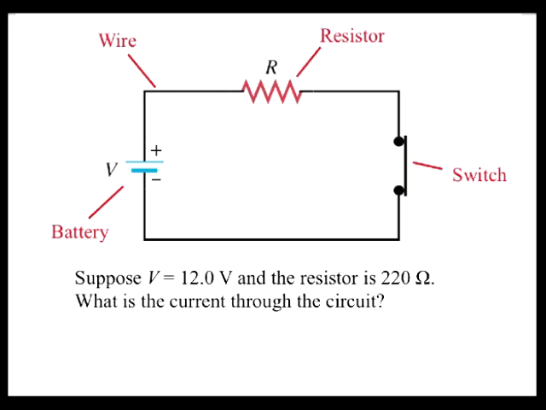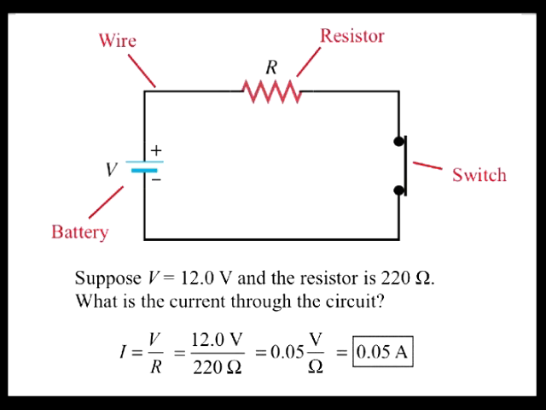Now, suppose that the battery has a voltage of V equals 12.0 volts across its terminals, and the resistor has a value of R equals 220 ohms. What is the current through this circuit? First, note that the current, whatever its value, goes clockwise around the circuit because current flows from the positive terminal of the battery to the negative terminal. Next, we apply Ohm's law to find the current. We have I equals V divided by R, which equals 12.0 volts divided by 220 ohms, which equals 0.05 volts per ohm, which equals 0.05 amperes.